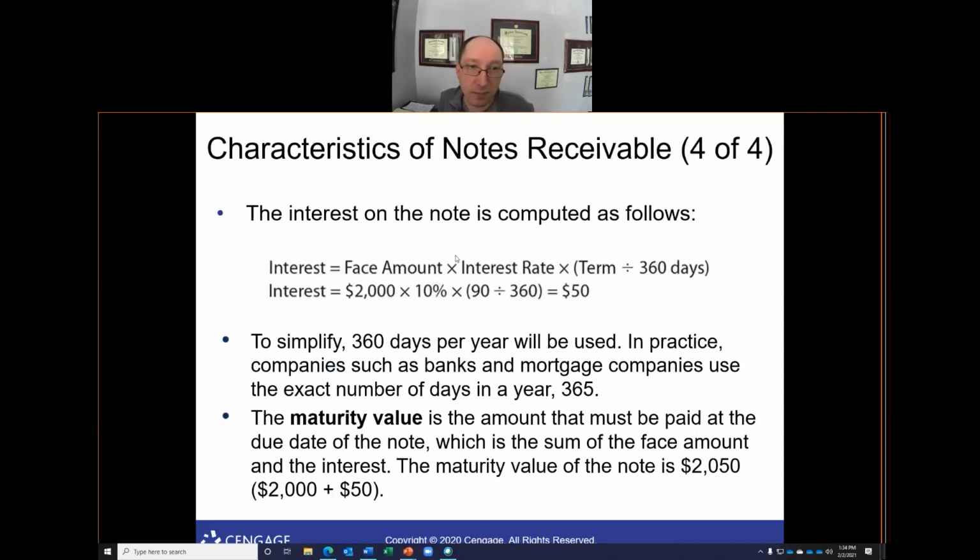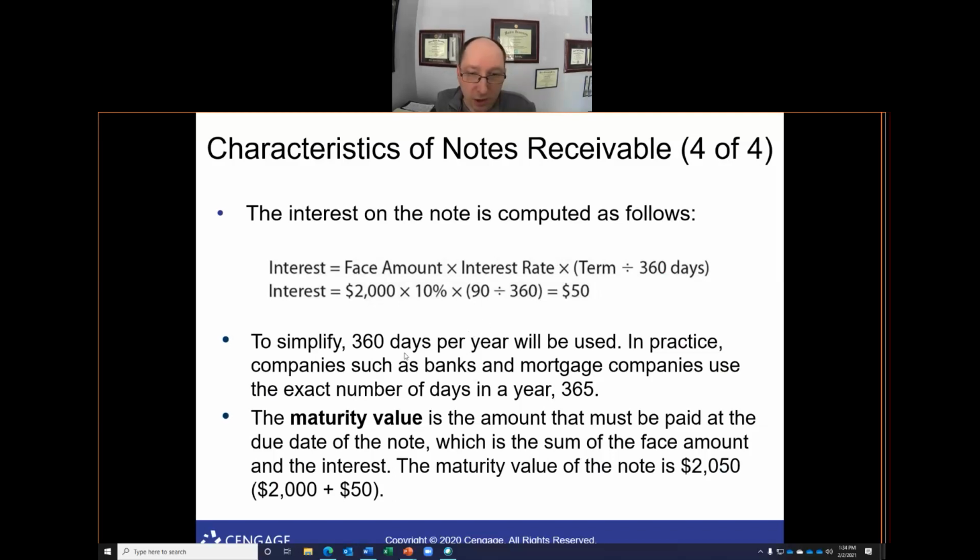So the loan term is 90 days. Interest rate, we said, was 10%. So how do we figure out how much interest we're going to be paid in total? Take the face amount times the interest rate. So 2,000 times 10% is $200, right? Times 90 divided by 360. 90 divided by 360 is the term divided by 360 banking days in a year. That equals $50, the total interest amount for that loan.